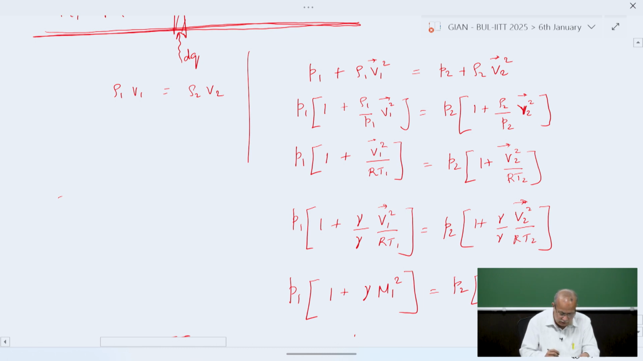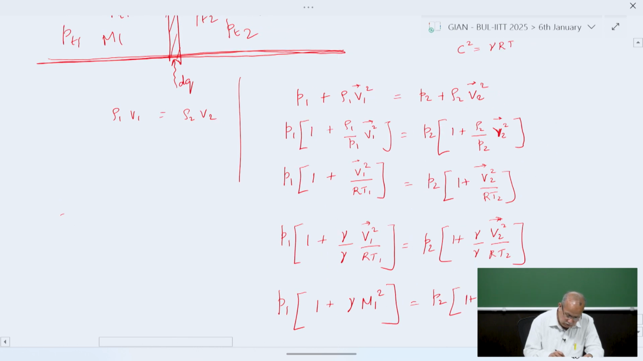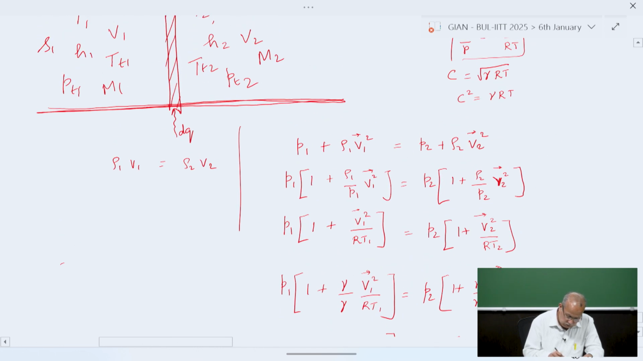Let's see whether we can try and do it for, say, ρ1 equal to P1 by RT1, and V1 is the square root of gamma RT1 times M1. Mach number is V by C, so V is equal to M into C.